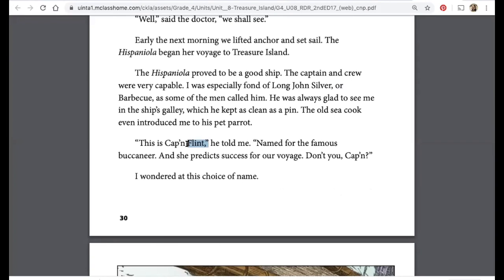So who is this Captain Flint? Now, if we go back to our character chart, who is this Captain Flint?